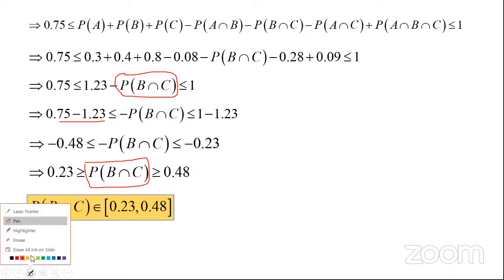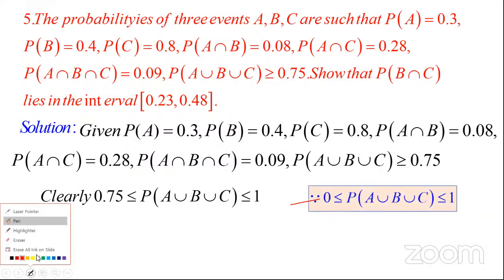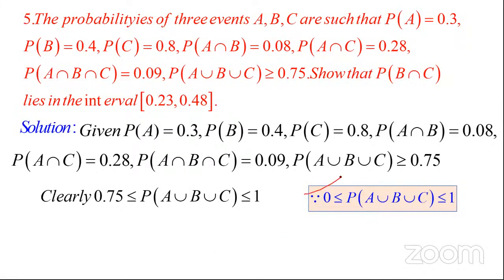Once again, observe this question. What is given in the question? A, B, C are three events. P of A value, P of B value, and P of C value are given. P of A intersection B value, P of B intersection C value, and P of A intersection B intersection C value are given. So P of A union B union C value is there. We know the condition, that is, 0 is less than or equal to P of A union B union C is less than or equal to 1. From that, you have to apply the formula.